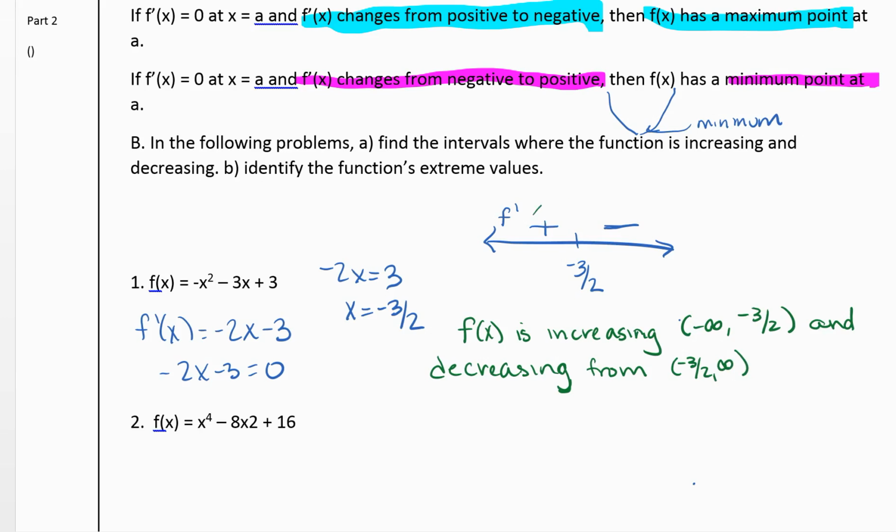Now, if you think about the picture, we go from increasing to decreasing. So f of x has a maximum of, and right now I'm going to leave that blank for just a second, at x equals negative 3 halves. You won't have to put this line in there when you write it out, but I'm putting that there because we need to find what the maximum value is. To get the actual maximum value, we're going to plug our negative 3 halves into our original. So we want f of negative 3 halves.